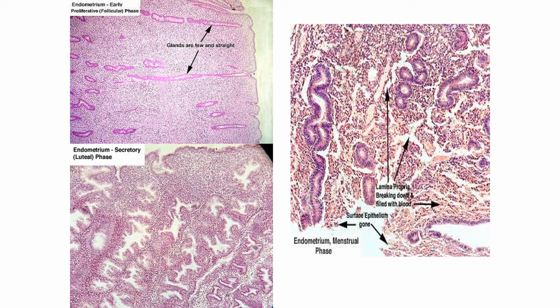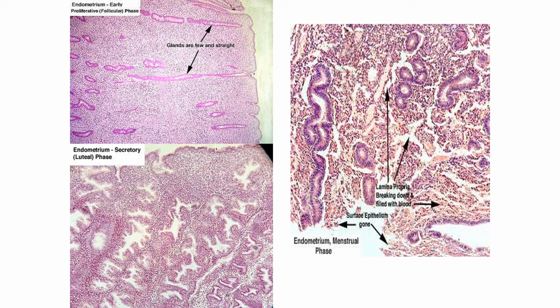So if we revise this, in the initial phase, the proliferative or follicular phase, we can see the lining is of simple columnar epithelium which invaginates into the lamina propria, but here the glands are only few and they are straight. They are not tortuous. So the glands in the proliferative or follicular phase are straight tubular glands with a narrow lumen, and here the lining is intact. So this is the initial phase.